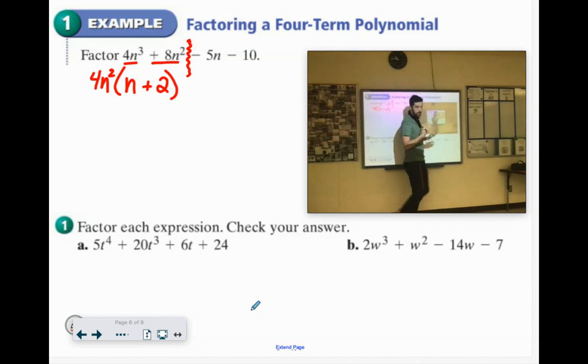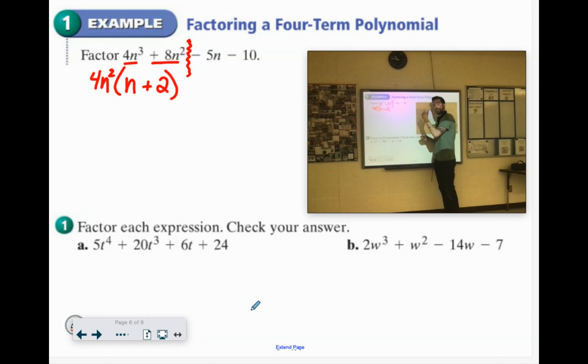Now on the right side, anytime your first term is negative, we're going to factor out a negative. So we'll put minus. Great. 5n and 10, the greatest thing they have in common is 5. So we factored out a negative 5. So negative 5 times n is negative 5n, and negative 5 times 2 would give you that negative 10.